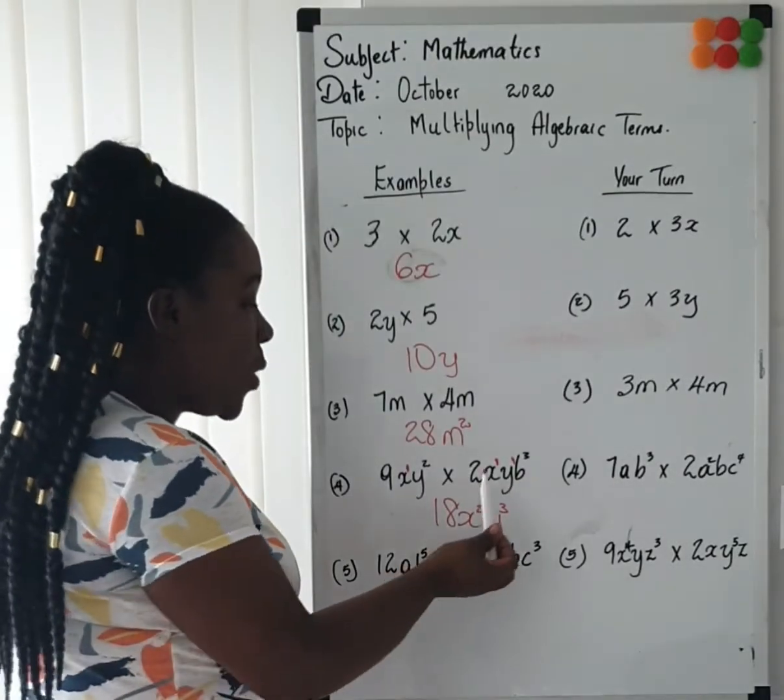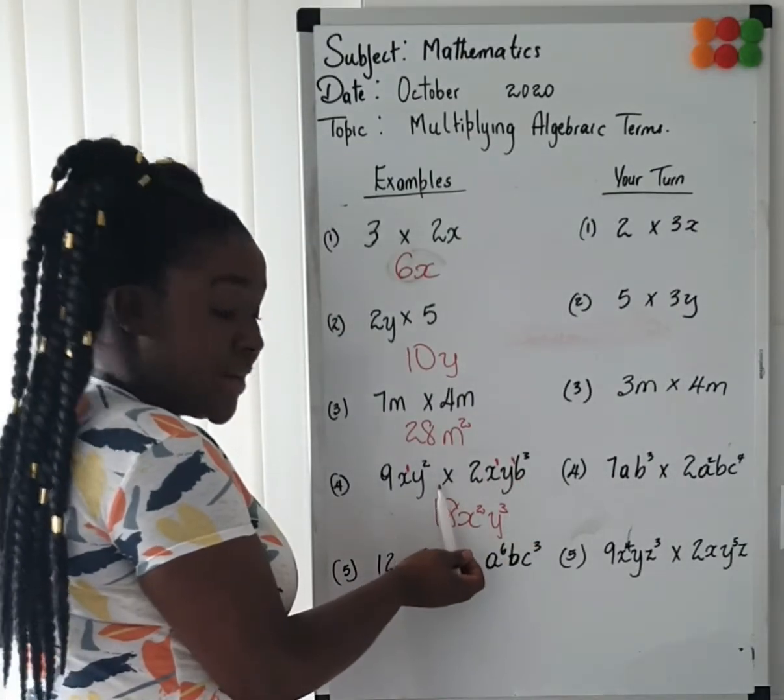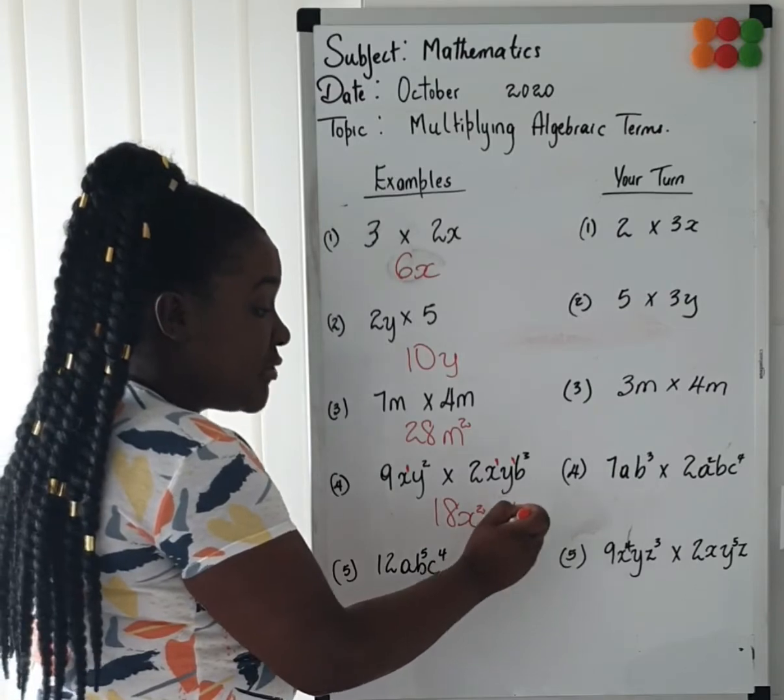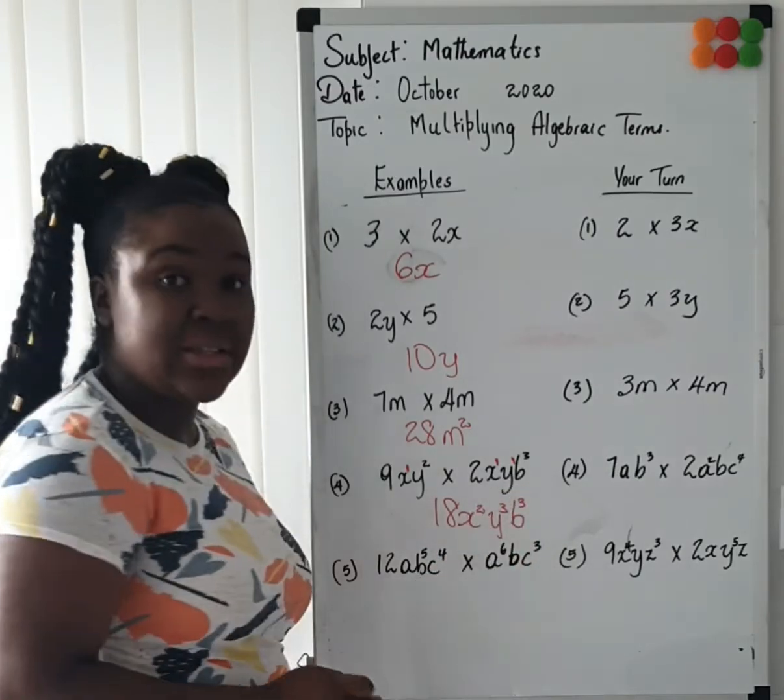So we'll go with the next part, and it's b. We don't have any b there. We only have it there, so we're just going to write it down as it is. And that's b to the 3rd power.